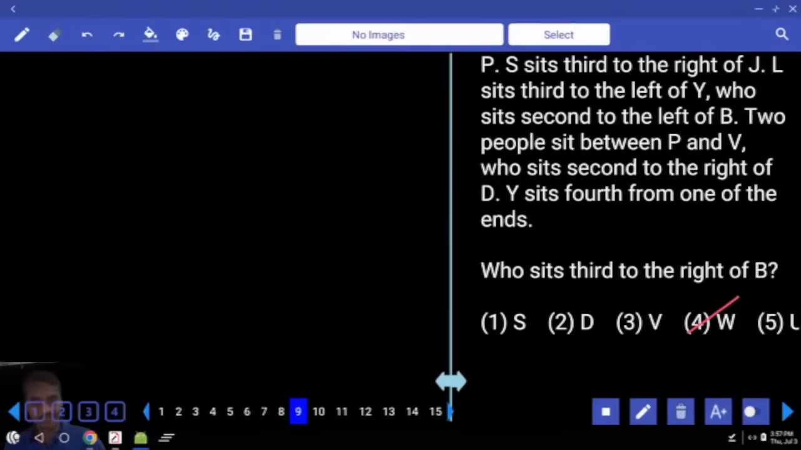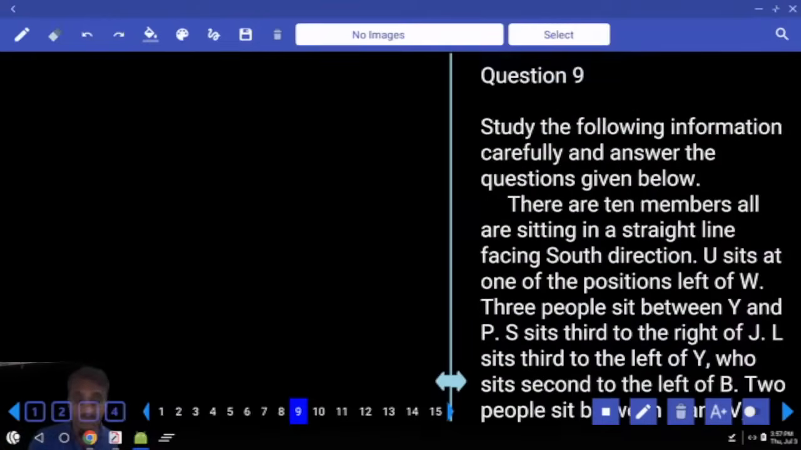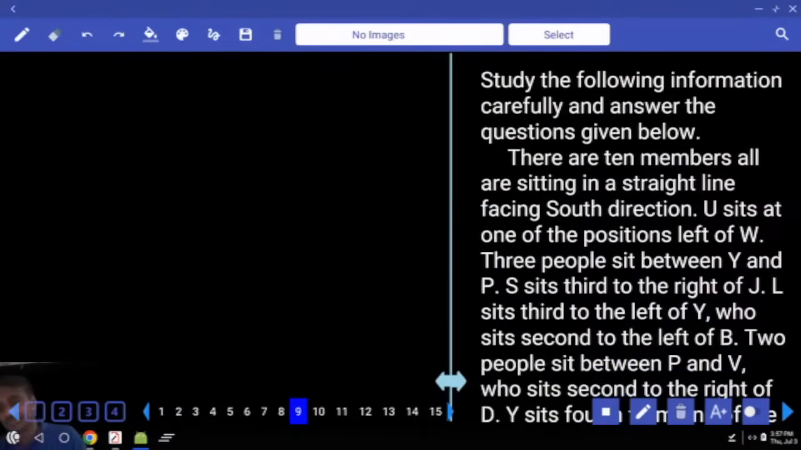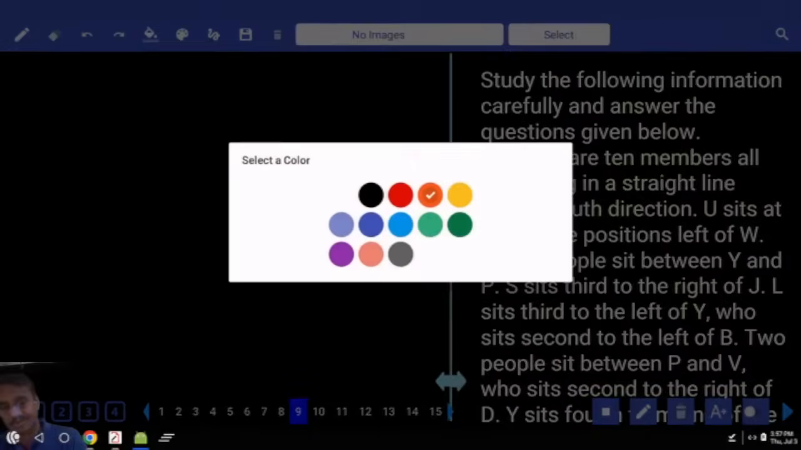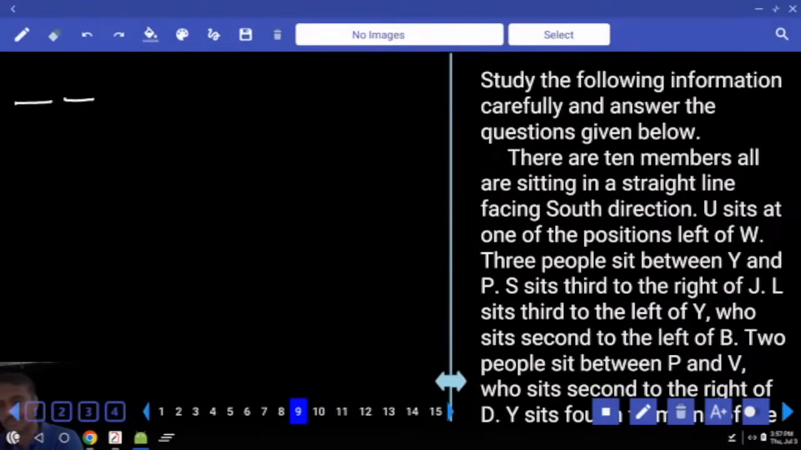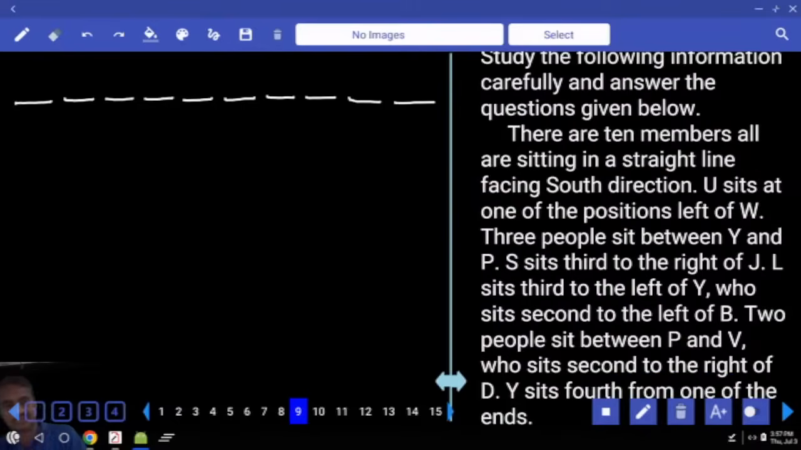Then next one, question number 9. Tell me the 9th one. Question number 9 onwards. 10 members are there. They are seated in a line facing towards south. Now first or the second priority? First priority, good. Then now how many people are there? 10 people. And U sits at one of the positions to the left of W. Where is U? U is at one of the positions to the left of W. And 3 people between Y and P. Between Y and P, how many? 3.